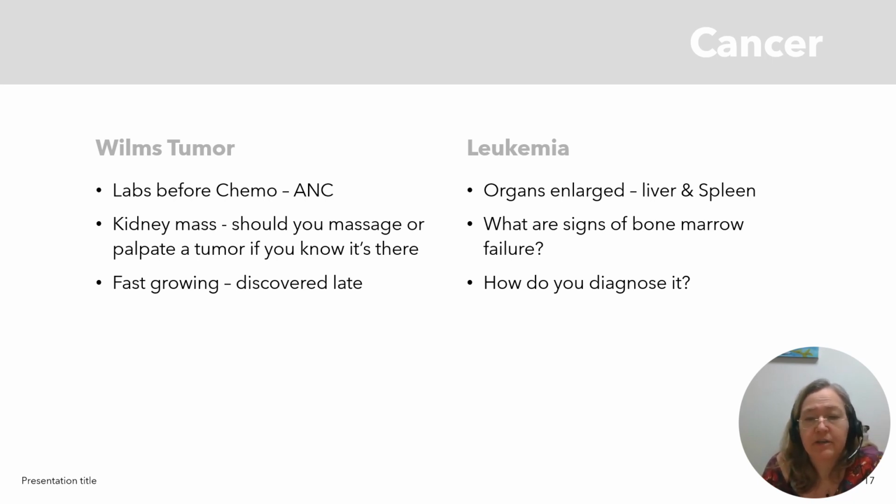For leukemia, you want to know what are the presenting signs and symptoms of that, what are signs and symptoms of bone marrow failure, and how is leukemia diagnosed, what's the treatment, what's the long-term prognosis, and what are some important teachings related to leukemia, especially with the family.